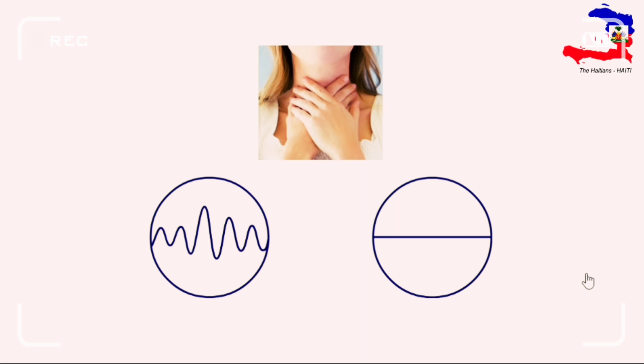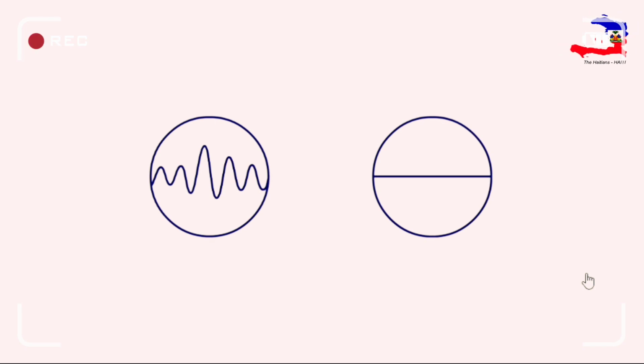Let's practice recognizing voiced and voiceless sounds. Again, put your fingers on the front part of your neck, where your throat is. Now say duh, duh. Is that a voiced or voiceless sound? We can feel the vibration when we say duh. So duh is a voiced sound.